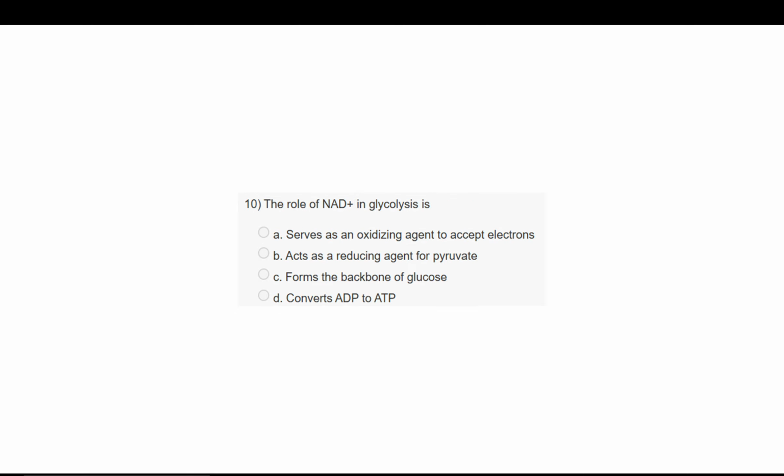The role of NAD+ in glycolysis: it serves as an oxidizing agent to accept electrons, acts as a reducing agent for pyruvate, forms the backbone of glucose, or converts ATP to ADP. The answer is A, serves as an oxidizing agent to accept electrons.